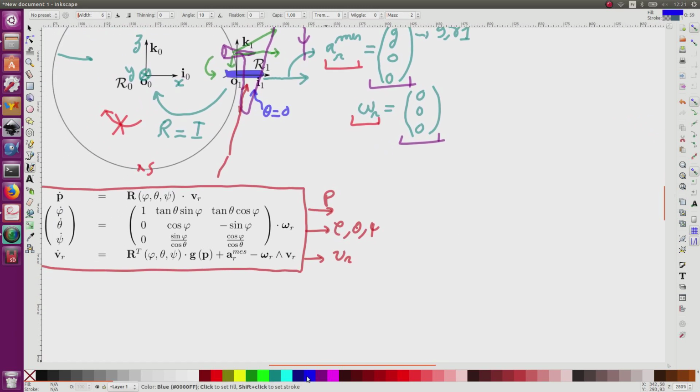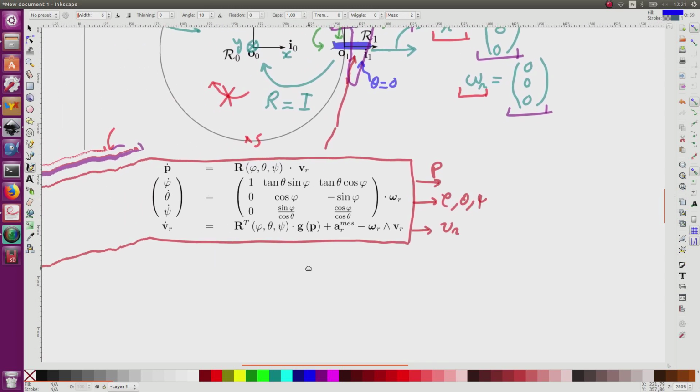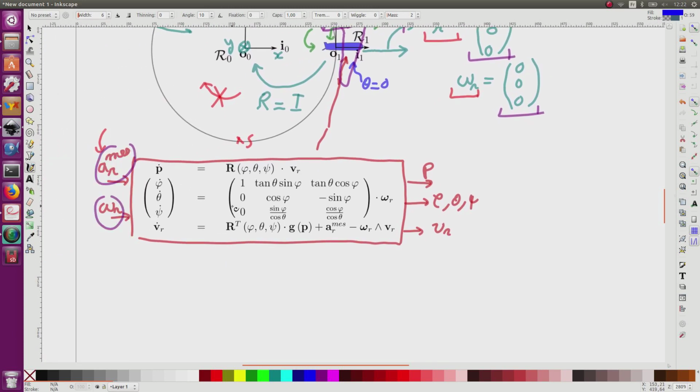So if I take this equation, first I know that phi, theta, and psi cannot change. They are all equal to 0 forever. Otherwise, I would be able to measure them, but omega r is equal to 0, so they cannot move.